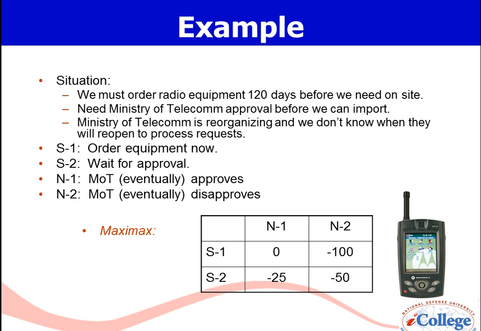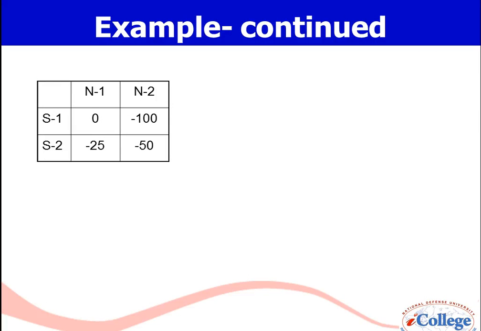So under Maxi-Max, I would take the best solution, which is to go ahead and order the equipment now. Under Maxi-Min, I would take the least of the bad solutions, which is strategy 2, because the worst that can happen is I could lose 100 under strategy 1. Now, for Minimax, I'm going to suggest that it's S2, and we're going to figure that out.